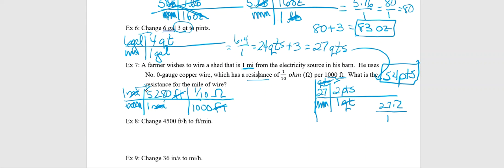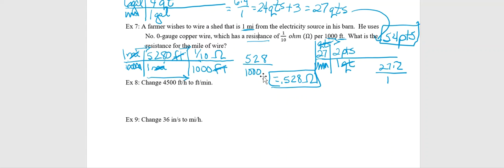So we're going to go ahead and multiply the top. So 1 times 5280 times 1/10. Now if you don't have a fraction calculator to put in 1/10, just divide by 10. So I get 528. I take 1 times 1,000, which is 1,000. 528 divided by 1,000. My answer is 0.528 ohms. So that's my total resistance.